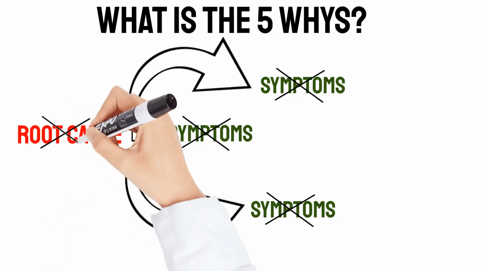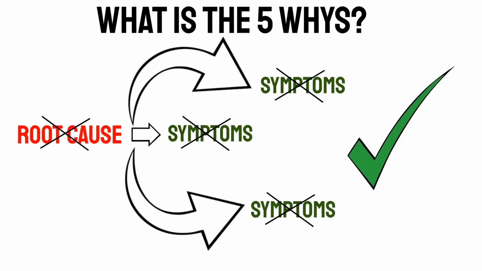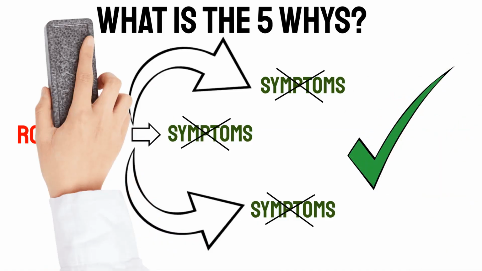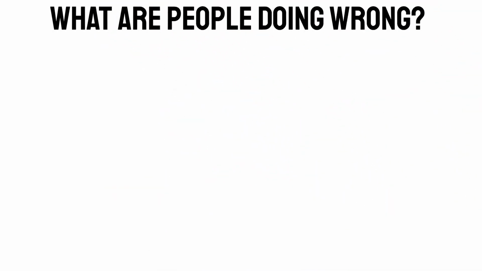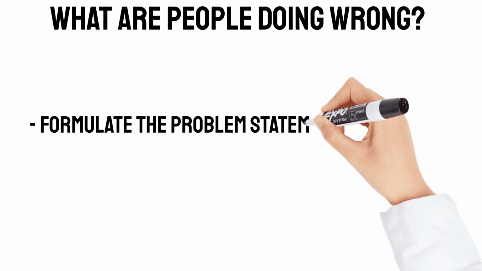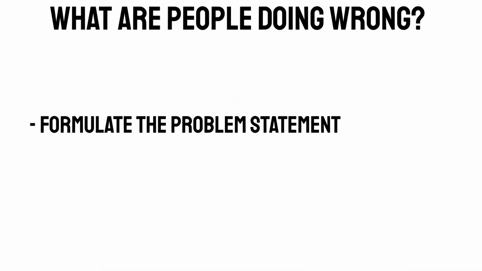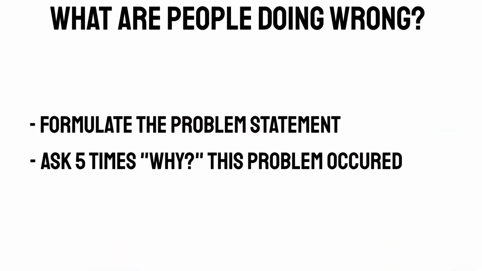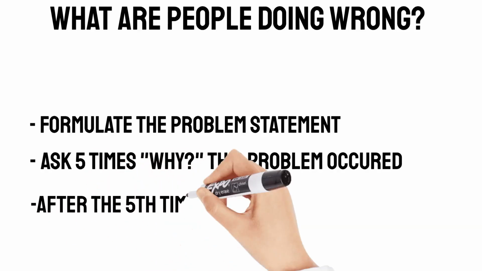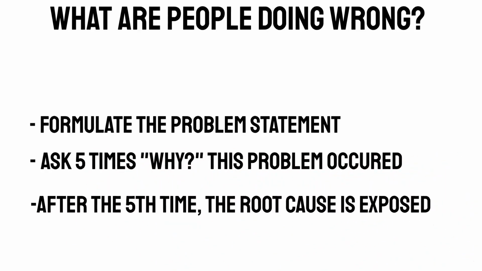After clarifying what the 5 whys root cause analysis is, let's jump on how people use it. Now I will show you the generic steps, and afterwards we will do an example together. So the first step is people who use the 5 whys formulate the problem statement. Then they question it 5 times with a why. And after the 5th time, people think they have identified the root cause. So let's use this technique with an example.